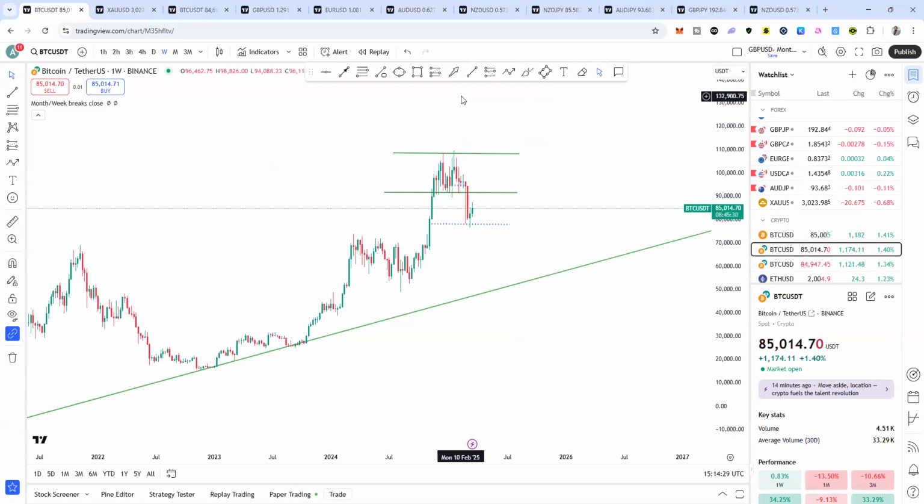We have been bouncing off, doing zigzag around this zone for so long. Then finally, we broke structure to the downside. If you ask me, technically, Bitcoin seems to have broken structure.